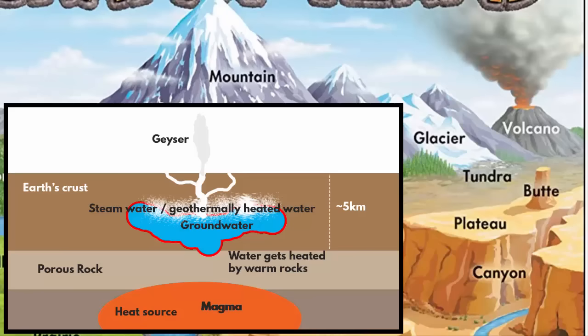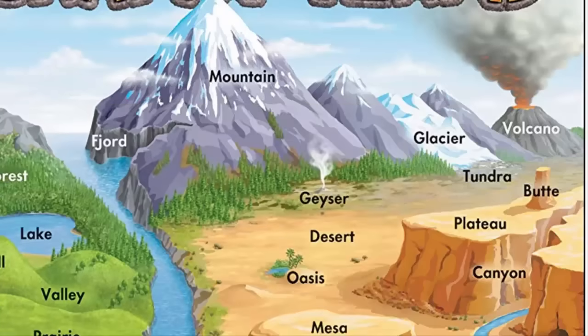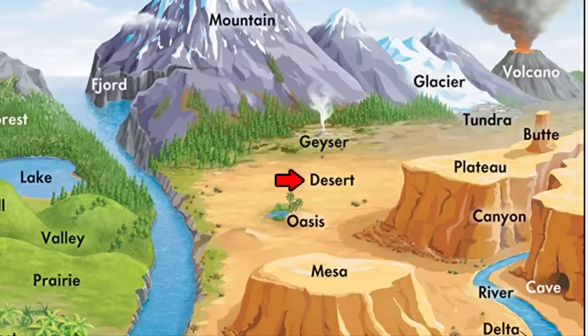At some places, it is not because of the magma, but it is because of the solidification of magma which turns into igneous rock, and the heat of that rock makes the water boil. One more point you will have to remember is that many geysers are located at the edges of tectonic plates. The next one is desert.